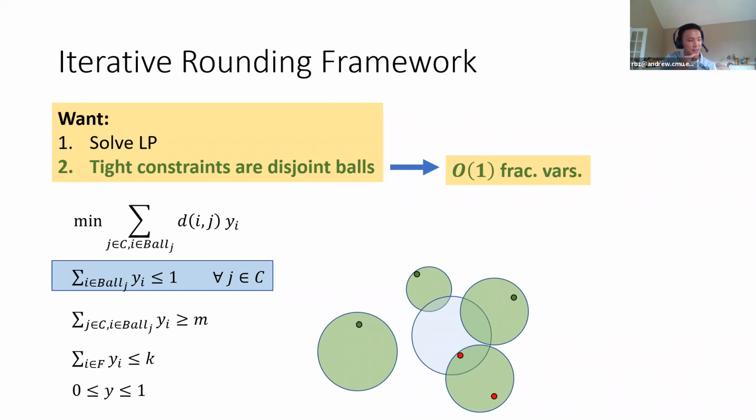So this is a nice idea, but what's the problem here? Well, suppose this was in our real world, we solved the LP, but the tight constraints don't form disjoint balls. Then what can we do? What we would like to do is to modify the LP using iterative rounding in order to control the balls that become tight, so we can realize this idea of getting tight disjoint balls. So this is the main idea of iterative rounding. We want to use iterative rounding to control the tight balls. And let's see how we can do that.